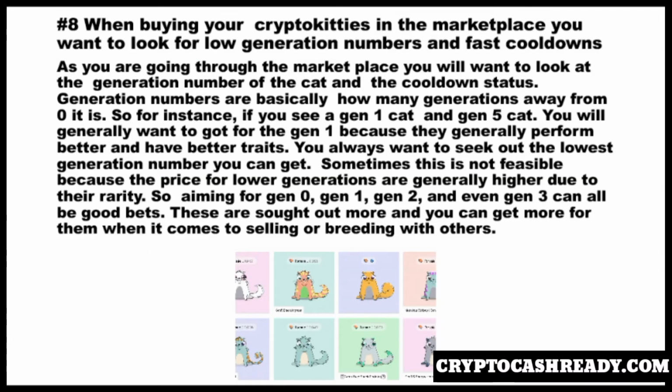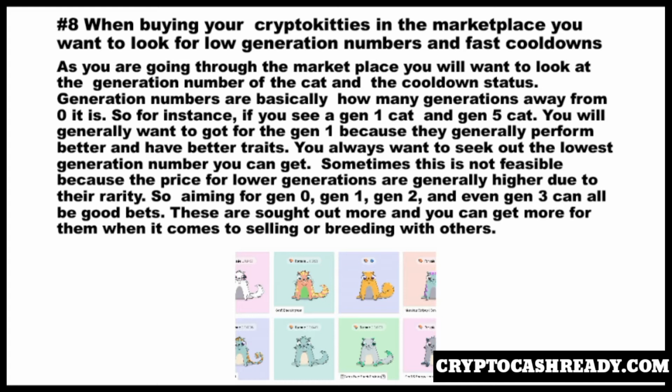Number 8. When buying your CryptoKitties in the marketplace, you want to look for low generation numbers and fast cooldowns. As you're going through the marketplace, you will want to look at the generation number of the cat and the cooldown status. Generation numbers are basically how many generations away from 0 it is.